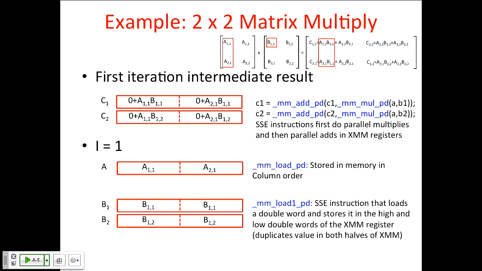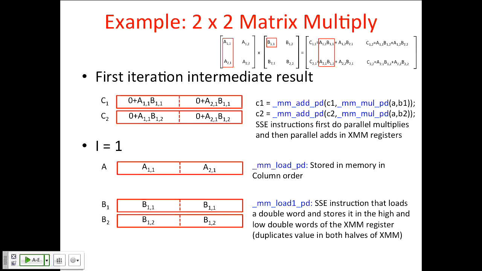Then what we're going to do is the actual multiplication. We're going to multiply A by B1 and A by B2. This column here, I need to multiply by this one and by this one to give me this value and this value, right? So this two-element vector needs to be multiplied by this and by this. That's done here. And then we add that into the C1 and C2 values. So after this first set of instructions, we have the first components here in C1 and C2.